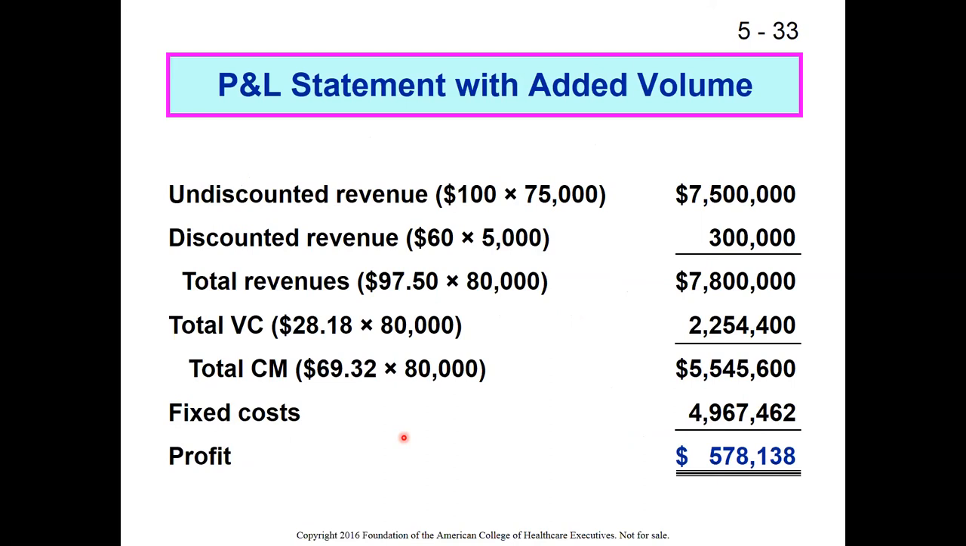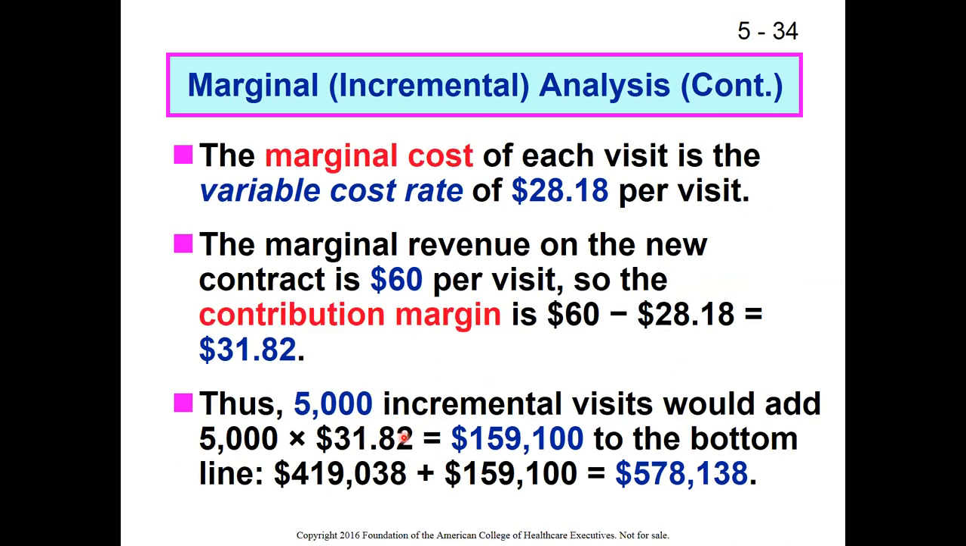How much does it cost to bring in one more patient? In this case, that's 2818. Once you have to start making fixed cost investments in order to move beyond your current relevant range, to increase capacity, then it's a more complex calculation. But if you have excess capacity, slack in your system, then you just have to cover your variable cost. So I've been talking about marginal cost, and in this case, it's the variable cost rate.